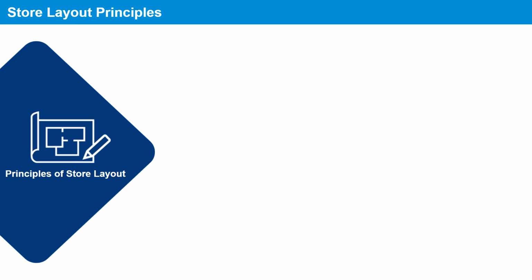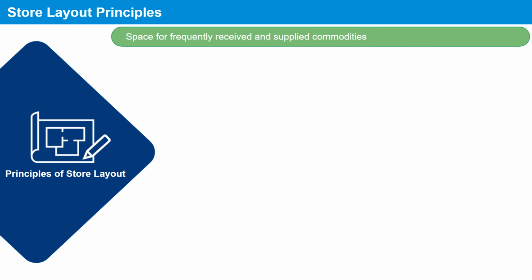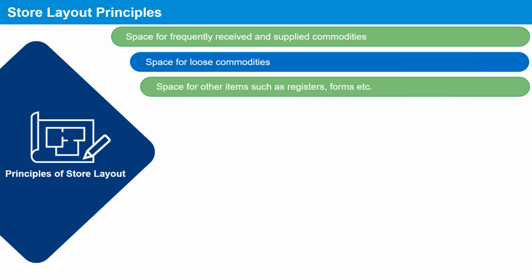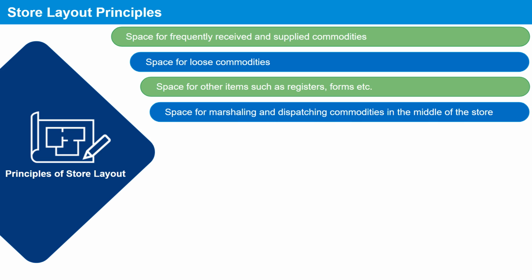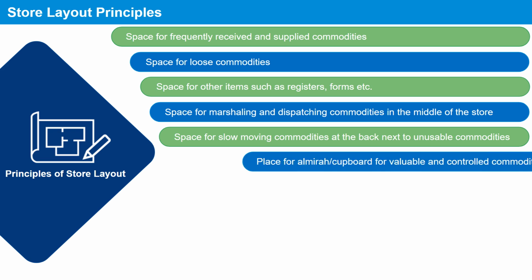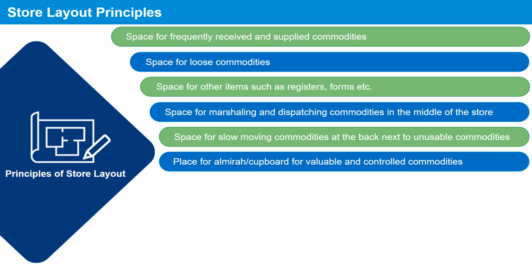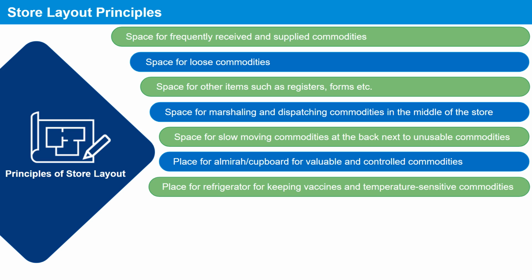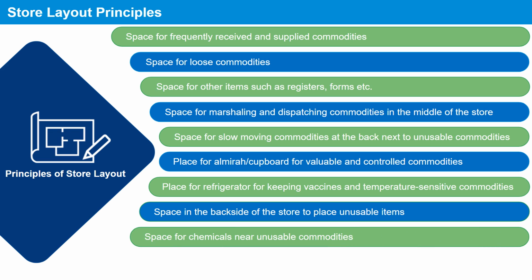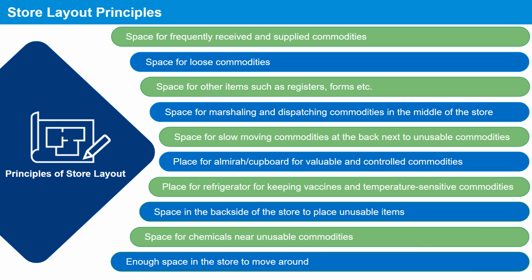Let's now learn about some of the layout principles. These are: keep a space for frequently received and supplied items, keep space for loose medicines, keep space for other items such as registers, forms, etc., keep space for marshalling and dispatching commodities in the middle of the store, keep space for slow moving commodities at the back next to unsettled commodities, place for almirah or cupboard for valuable items, keep a place for refrigerator for keeping vaccines and temperature sensitive items, space in the backside of the store to place unusable items, space for chemicals near unusable commodities, and keep enough space in the store to move around.